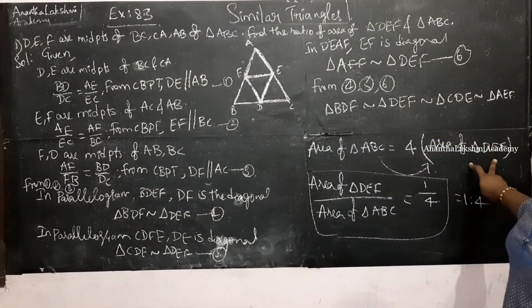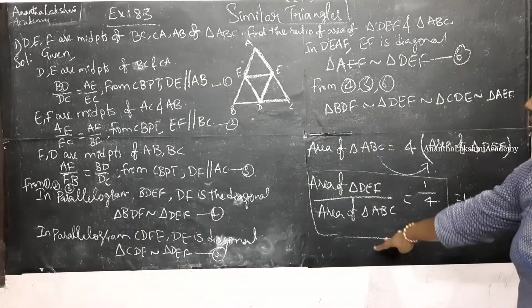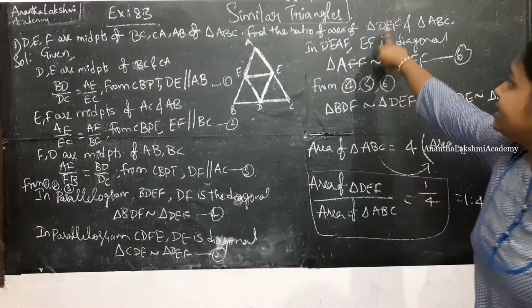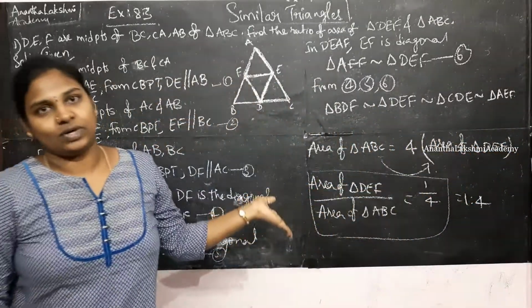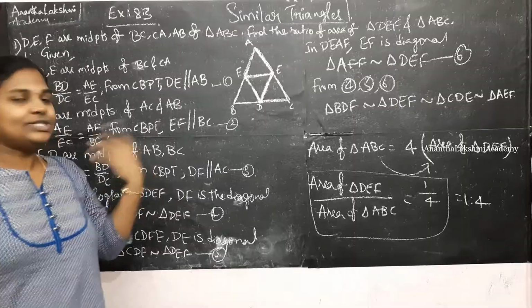So here we took it as DEF, and hence we figured out the ratio of triangle DEF to triangle ABC, which is nothing but 1:4. That is about first problem. Let's jump into the next problem.